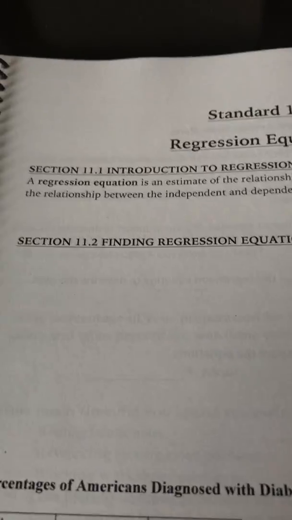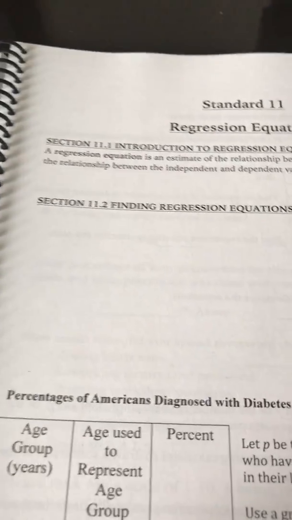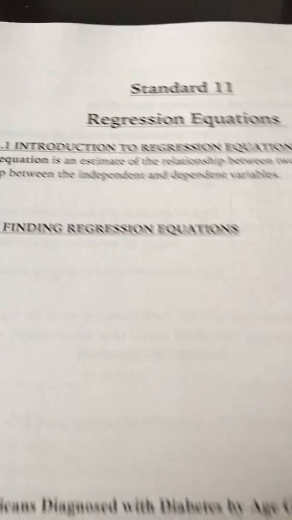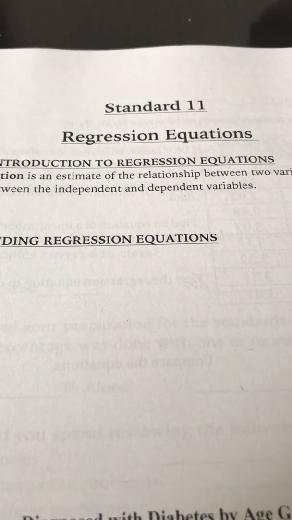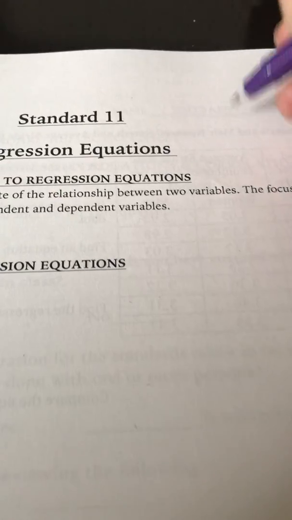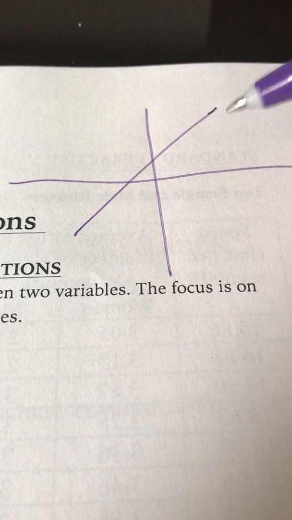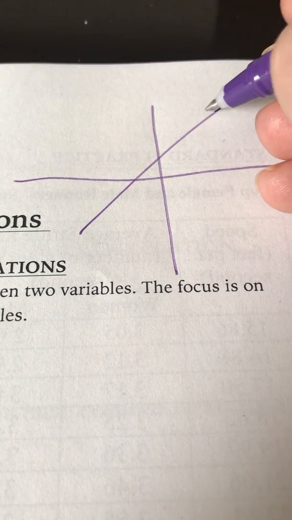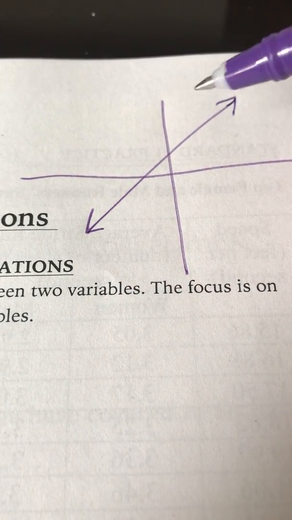Well, let's get started here. Today we're going to be talking about Standard 11, which is regression equations. Now, a regression equation is kind of an approximate relationship between our two variables. We've talked about linear relationships, right? When we were creating a linear function or finding the equation of a set of data, a linear equation for a set of data, we were talking about exact relationships, okay?